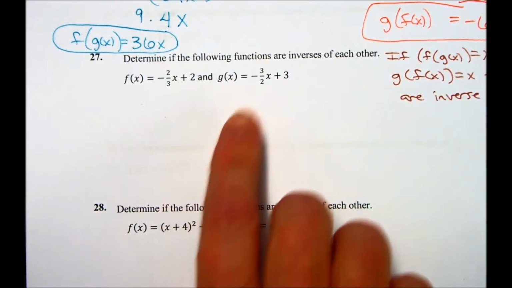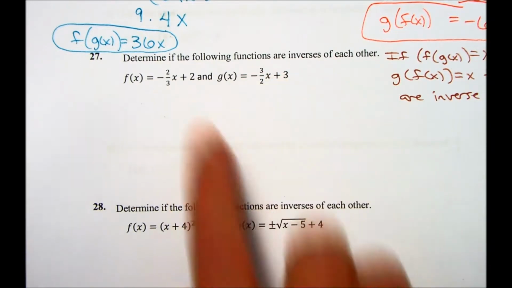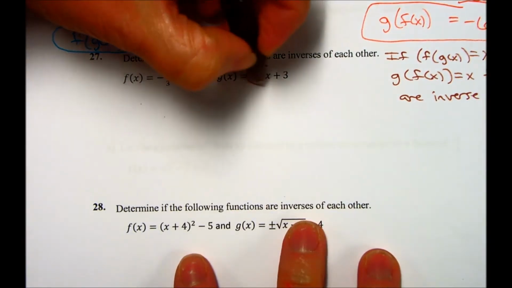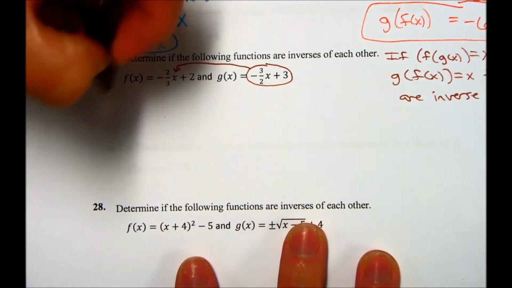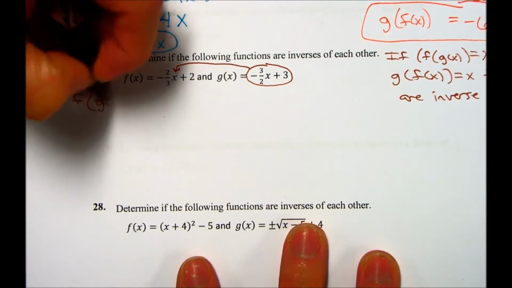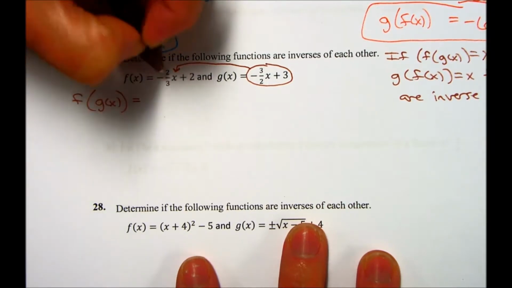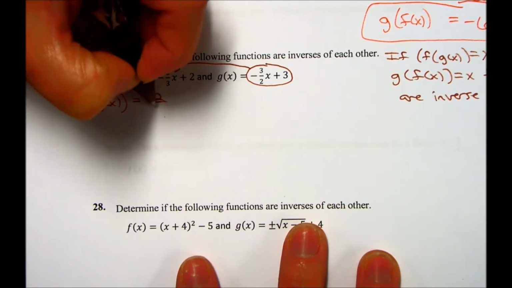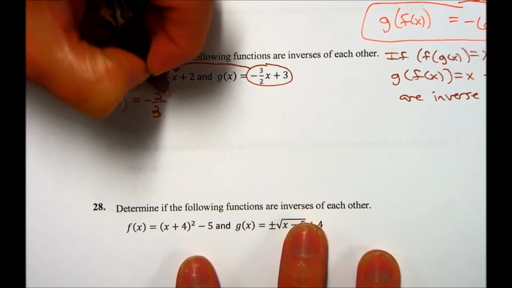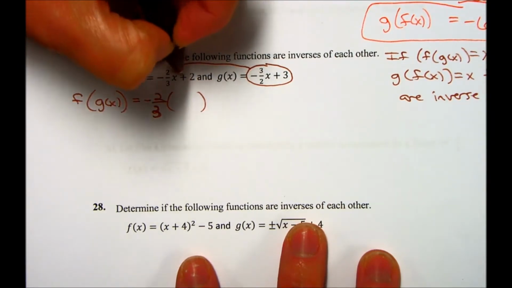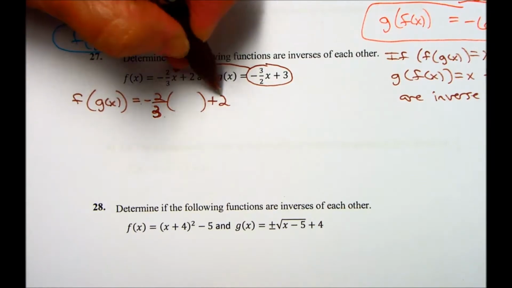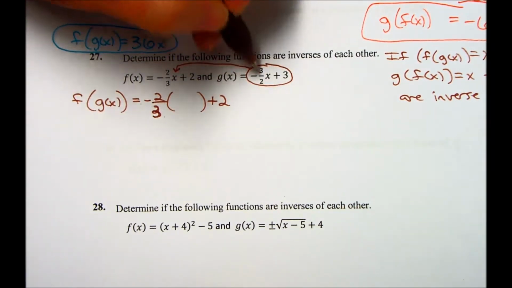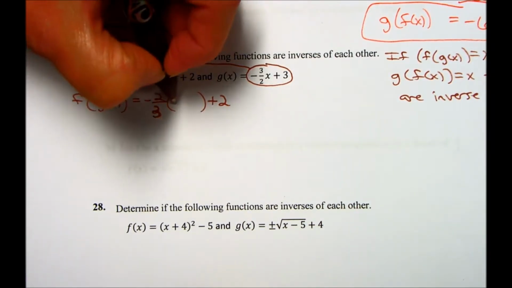So if I, again, use the composite function and I take the g of x function and substitute it into the f function, so f of g of x is what I'm doing right now, the negative 2/3 in front would stay the same, and the plus 2 at the end would stay the same, and then you substitute this in the equation for x.